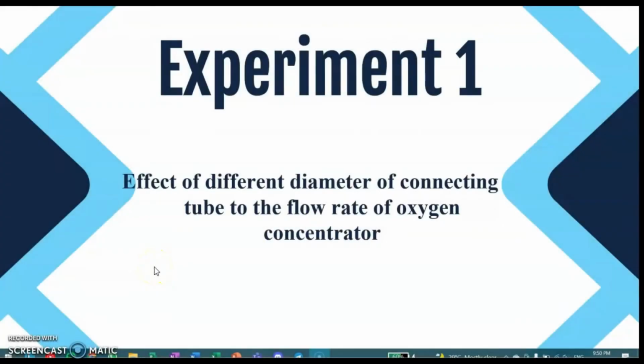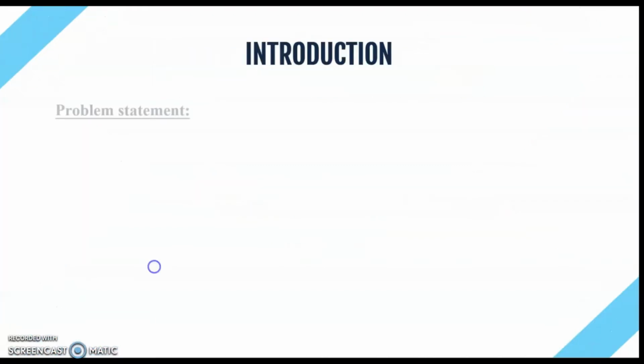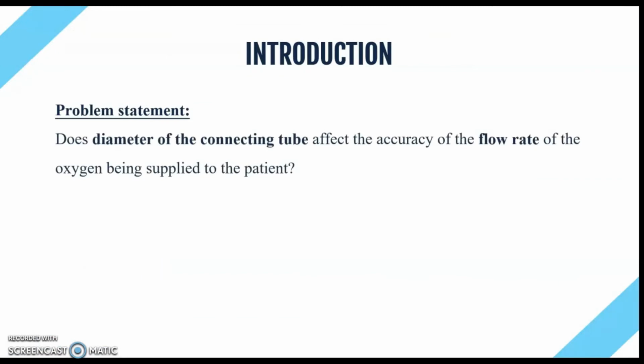Hi, this is Anson, KIB 1900504, and I'll be presenting our first experiment, which is about the effect of different diameters of connecting tube on the flow rate of the oxygen concentrator. The problem statement is: does the diameter of the connecting tube affect the accuracy of the flow rate of the oxygen being supplied to the patient? What if we change the diameter of the connecting tube to a bigger diameter? Does it cause the flow rate to increase, decrease, or remain unchanged?